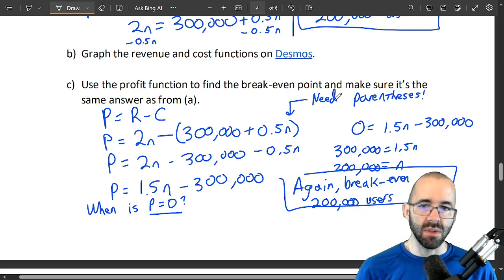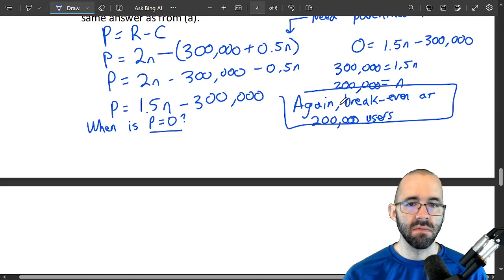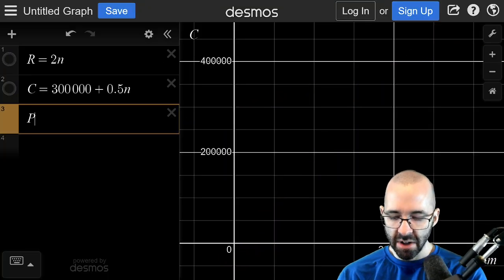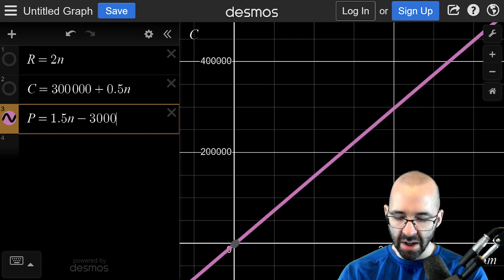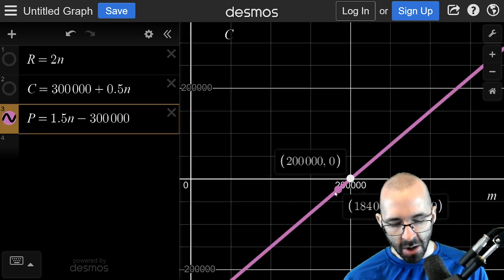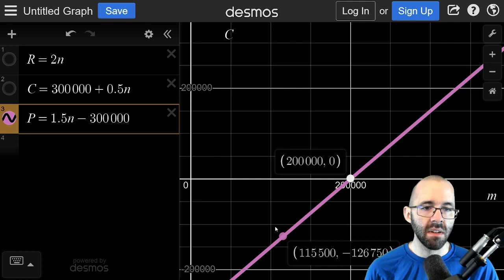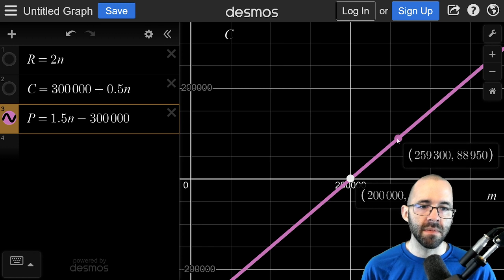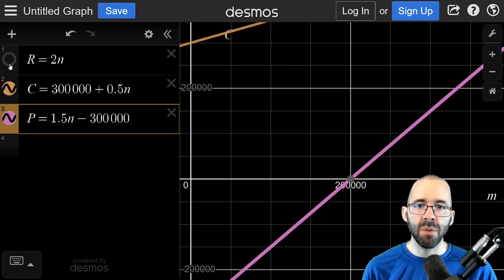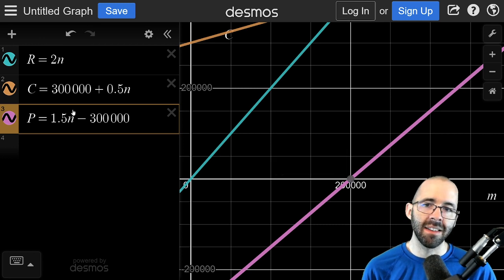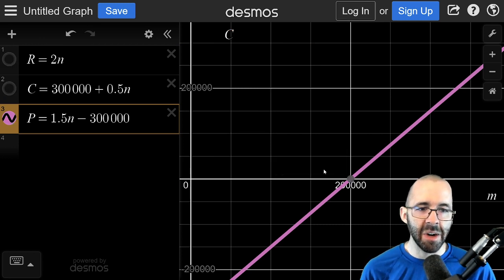And we can look at this graphically as well. We don't have to. We're done with this. But we could look at it graphically as well. We looked at the profit function, which was 1.5n minus 300K. Then look, to the left of 200K, our profit values are negative. To the right of 200K, our profit values are positive. That just means the same thing. And if you graphed all three, if you took blue and subtract the orange, you get pink. We're not really going to worry about that part right now, though.